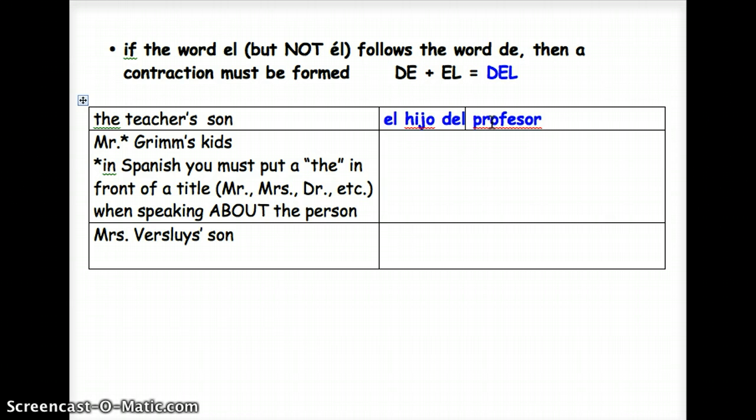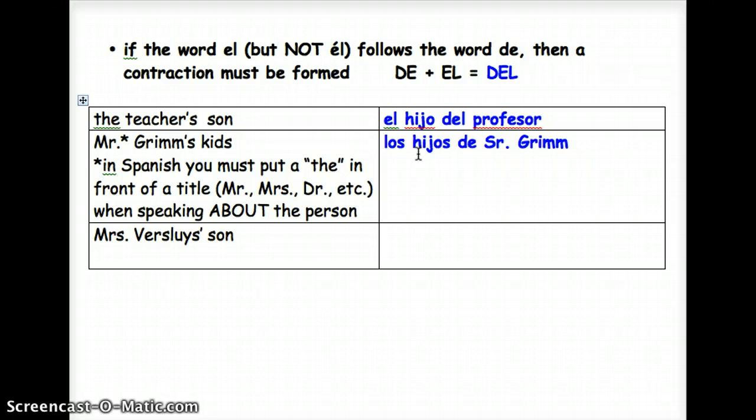Mr. Grimm's kids. So here, you're like, okay, los hijos de Señor Grimm. Why does she have this in the section about making the contraction del? Well, that's because in Spanish, you must put a the in front of a title, so Mr., Mrs., Doctor, Pastor, President, when speaking about that person.